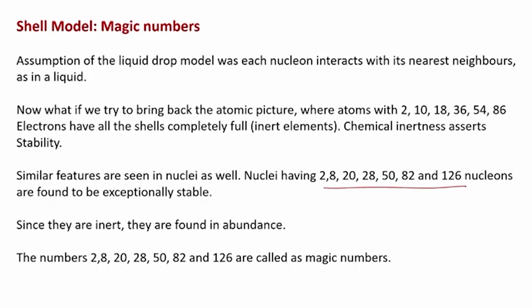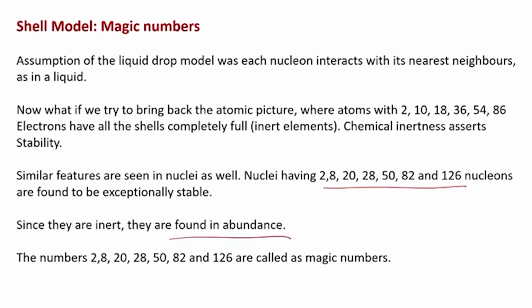Do we have a similar scenario in the nucleus, that is, a specific number of nucleons which are inert? We cannot say chemically inert, but we can say that they are stable. And if they are stable, they are abundantly available. They are available in abundance, and this is what it says.